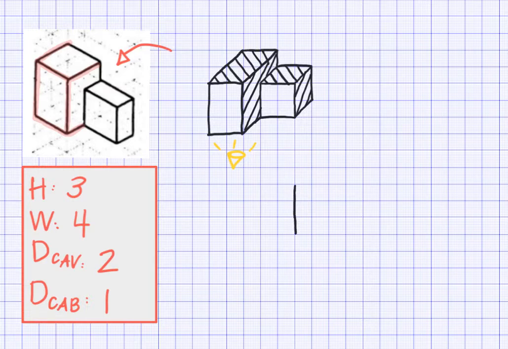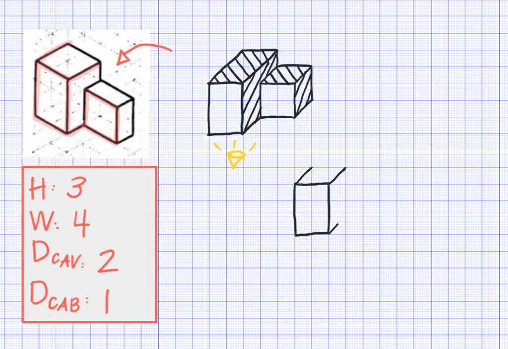So here's 3 by 2. And for my depth, I'm going back 1 for my cabinet. 1, 1, and a half. Now at this point, I can go up 2, over 2, down 2, over again.